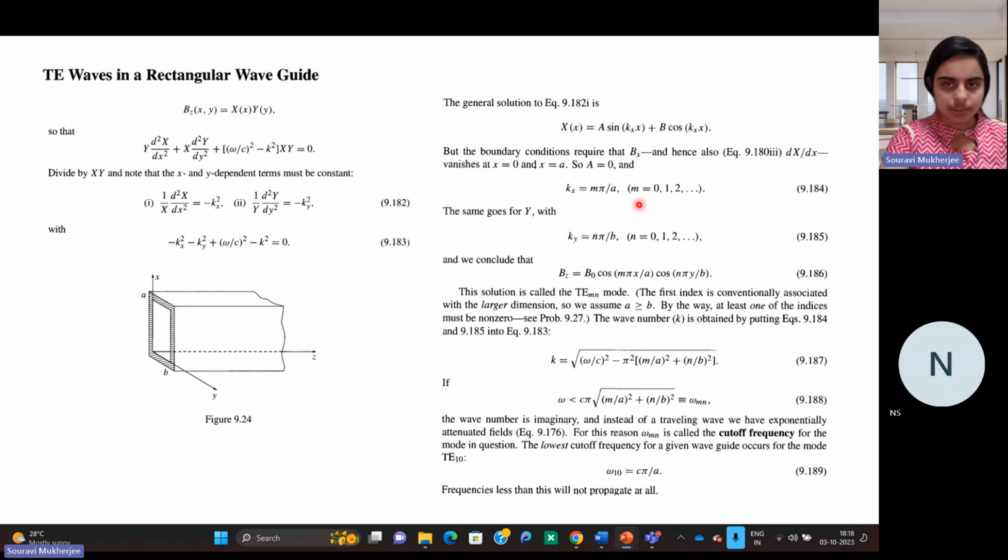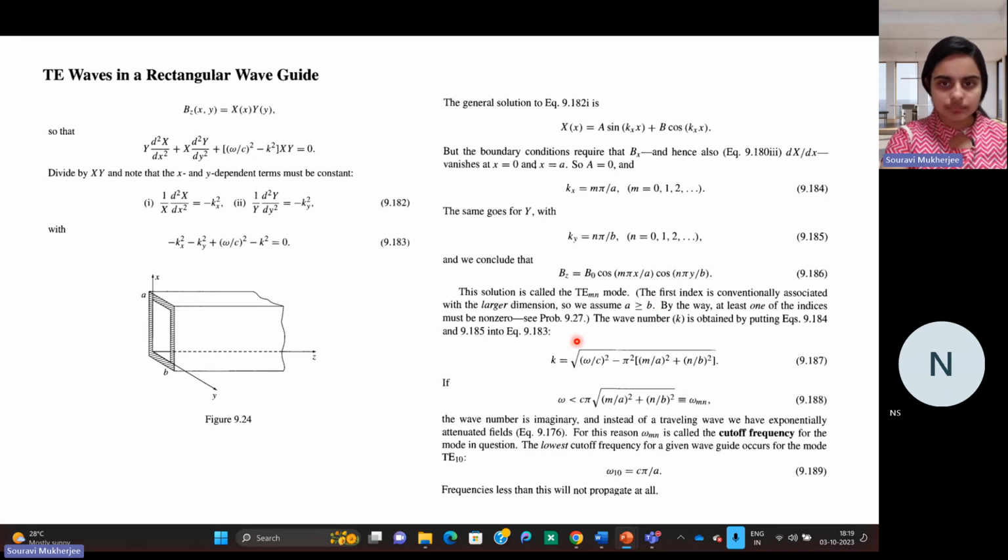That gives you these values, and it's important to note that here m and n range over all the integer values, starting from 0. So this is how the longitudinal component of the magnetic field looks for a TE wave in a rectangular waveguide. Just note that there are these two cosine terms. This shows that in TE modes, this is how it should look, and you define it as TEmn, depending on what the integer values are.